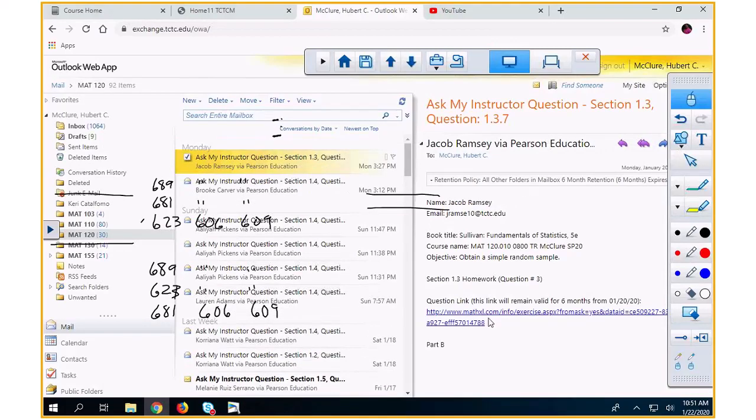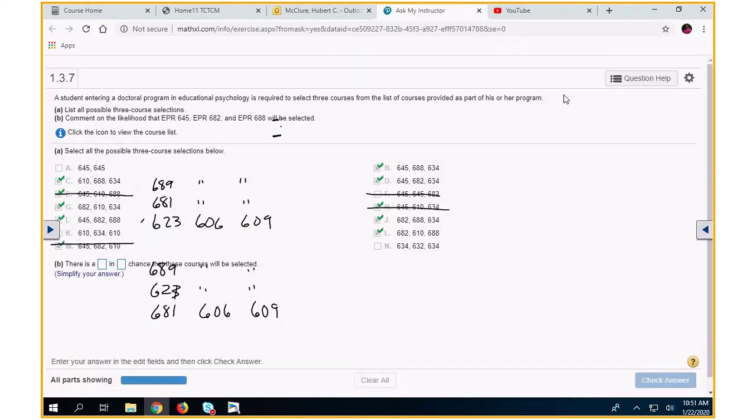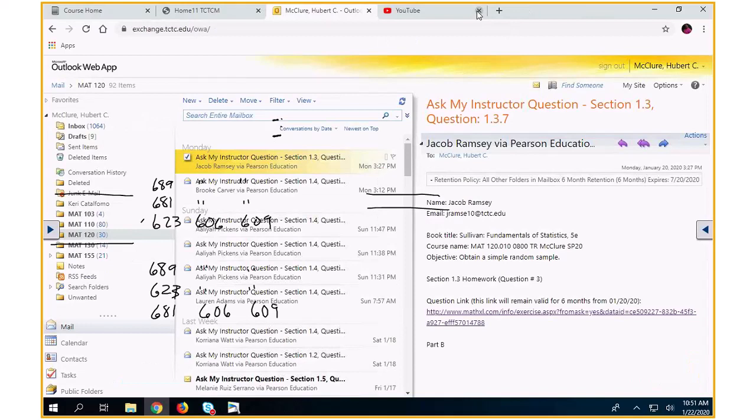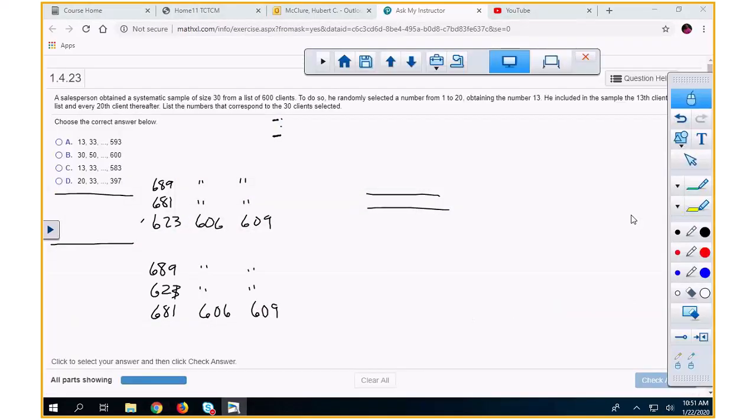1.3, 7/3. Okay. I thought I hit delete, but evidently. Okay, 1.4, 23/12. 1.4, 23/12.